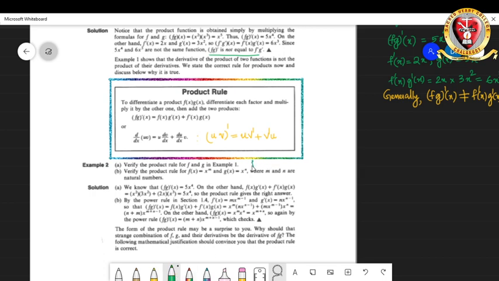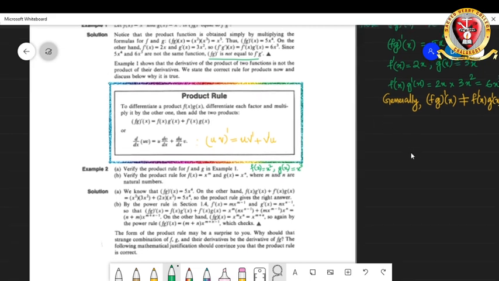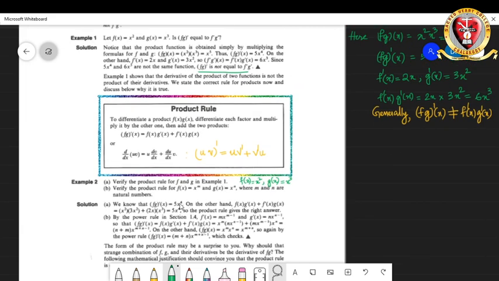So let's write here f of x is equal to x square, and also g of x was given in the example 1 as x cube. Okay. So we already found out that (fg)' of x is equal to 5x raised to 4 from example 1. Okay, now you have to find and verify that the product rule is giving us the same answer for (fg)' of x.